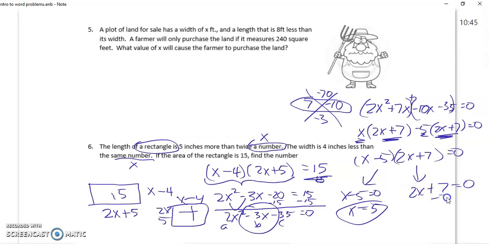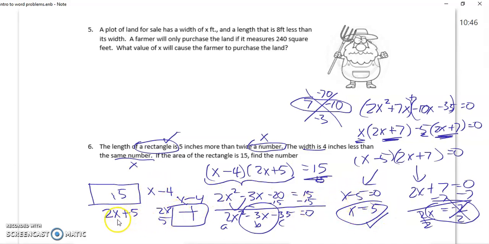I set it equal to 0, I subtract 7. I get 2x equals negative 7. I divide by 2, and I get this possible answer. The reason I say they're possible answers is because this particular word problem was talking about a rectangle and width and length, and the positive 5 is the only one that can work. The negative doesn't work because when you plug it in, it produces negative dimensions, and that's no good.